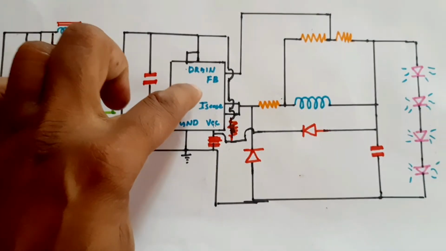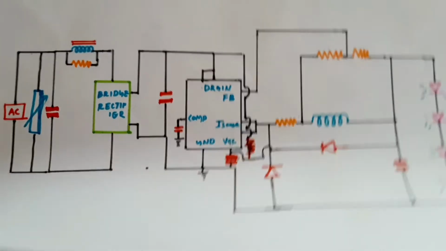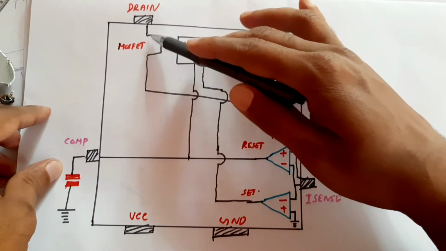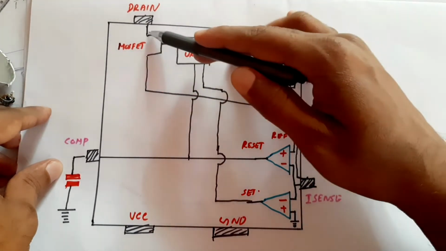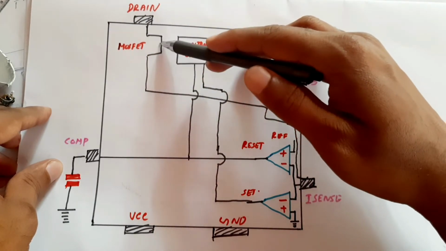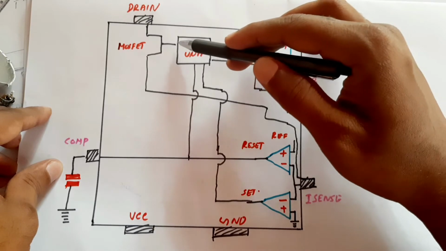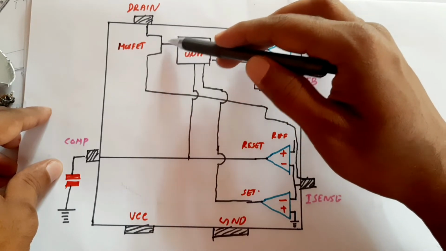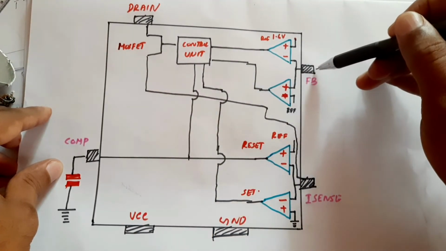Now we will look at the internal circuit of this IC. This is the drain, and the drain is connected to the I-sense pin. In between there is a transistor, and there is a control unit. This control unit is giving pulses to the transistor to turn on and off according to this information. There is a feedback pin.